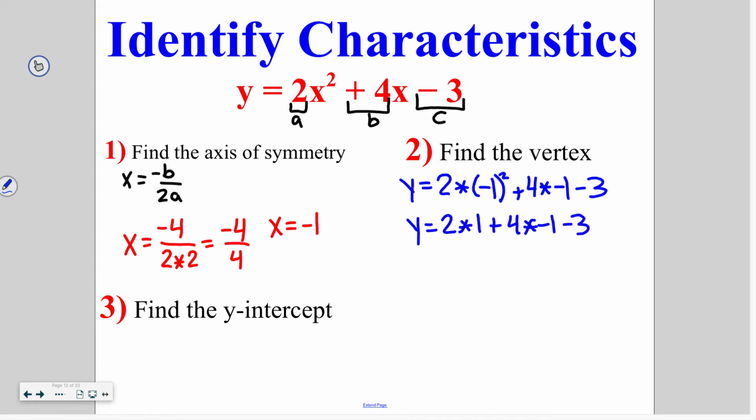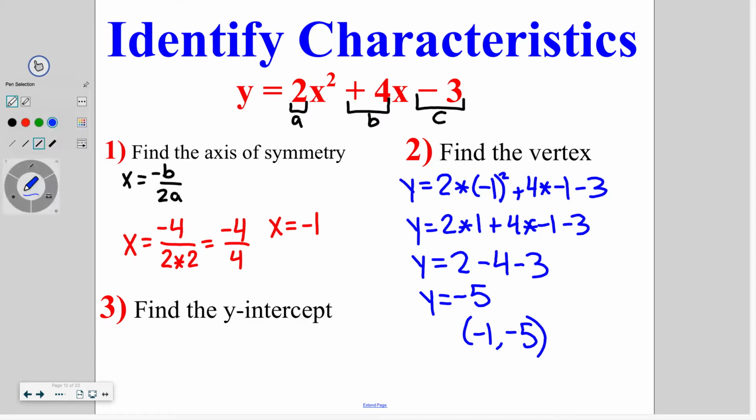Then I'm going to go ahead and do the multiplication. So 2 times 1 is 2. Negative 4 times negative 1 is negative 4. And then minus 3. So to finish the problem, I have 2 minus 4, which is negative 2, minus 3 gives me negative 5. So that means my vertex point has an x-coordinate of negative 1 and a y-coordinate of negative 5.